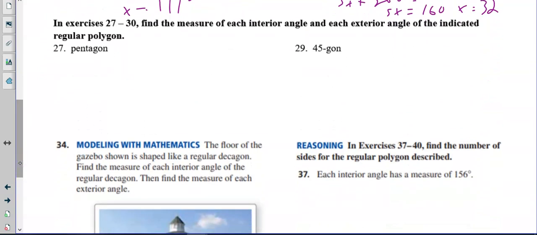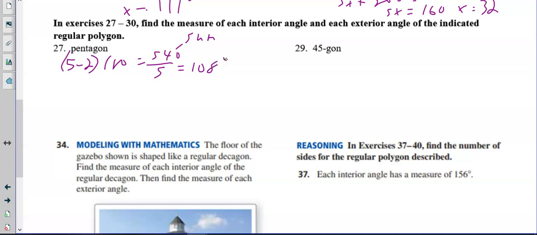All right, find the measure of each interior angle and each exterior angle of the indicated regular polygon. Okay, so first we're going to do a pentagon. It's 5 minus 2 times 180. And that's 540. Now that, remember, is the sum. So then we divide by 5 to find out 108 interior for each angle.